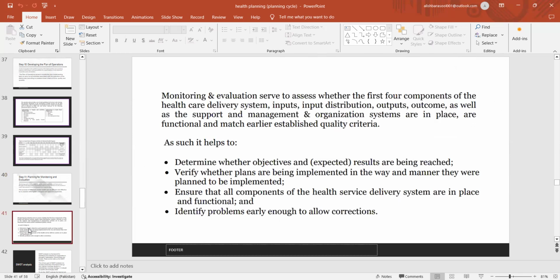Monitoring and evaluation serve to assess whether the first four components of the healthcare delivery system, inputs, input distribution, outputs, outcome, as well as the support and management of the organization systems are in place, are functional, and match earlier established quality criteria. As such, it helps to determine whether objectives and results are being reached. Verify whether plans are being implemented in the way and manner they were planned to be implemented. Ensure that all components of the health service delivery system are in place and functional, and identify problems early enough to allow corrections.